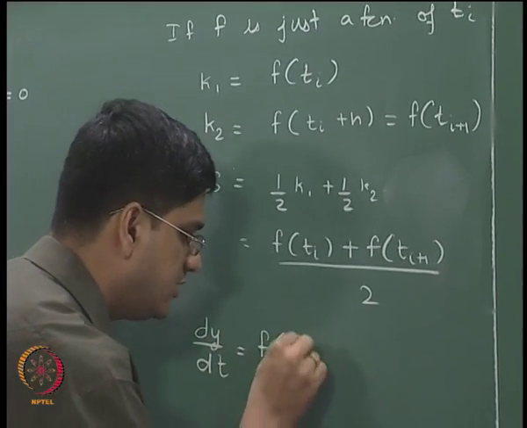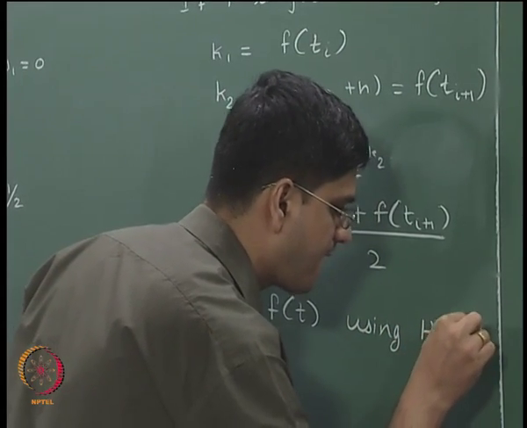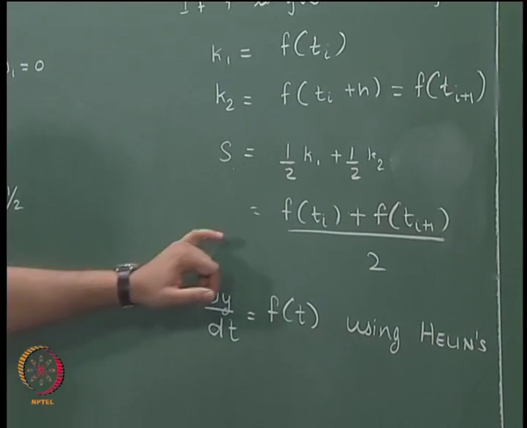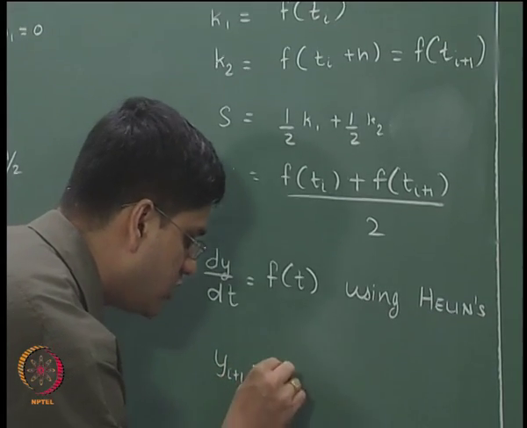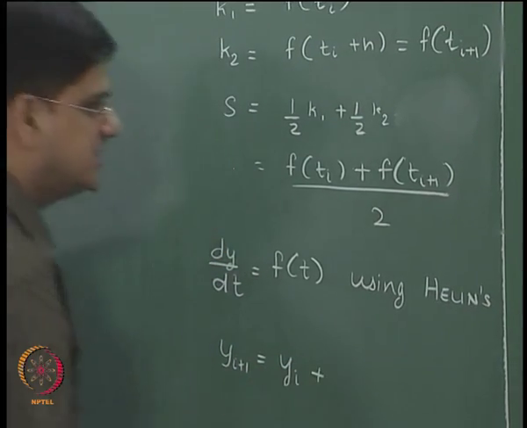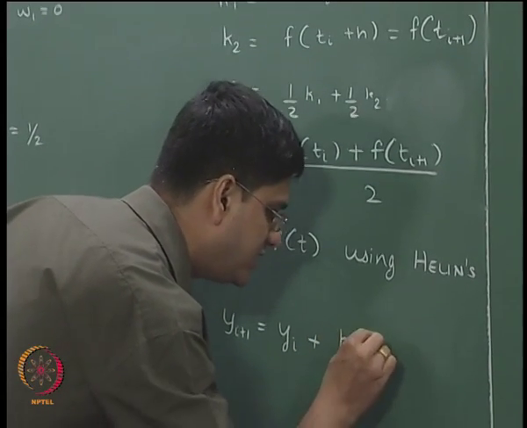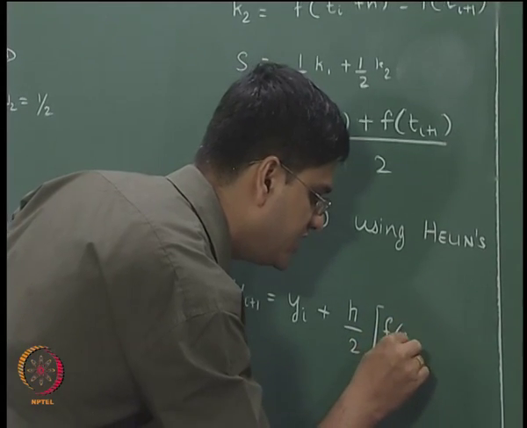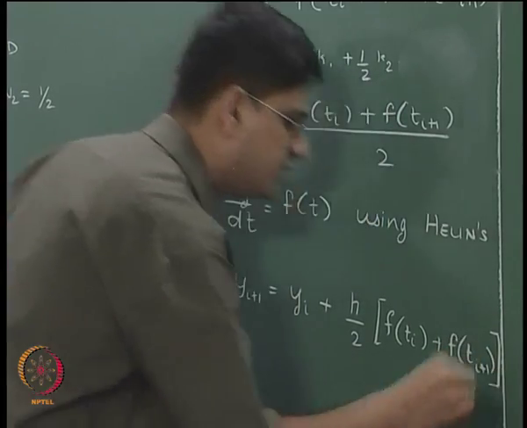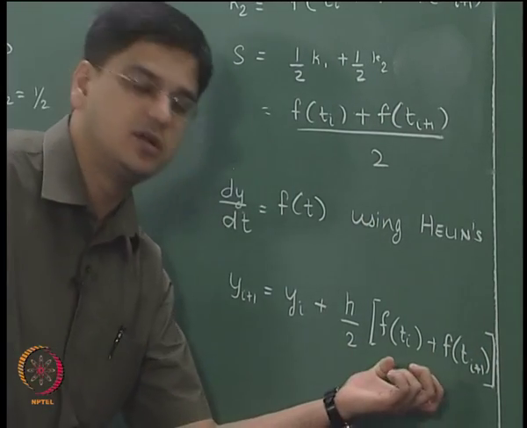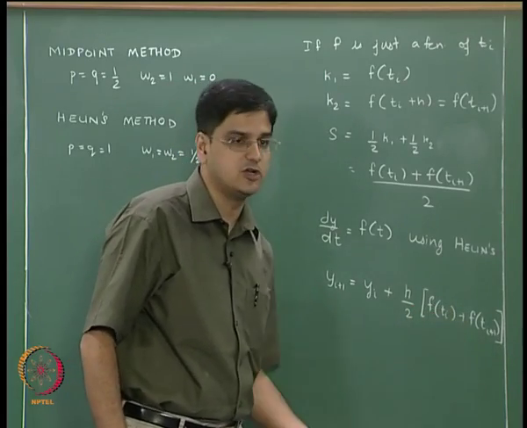So now if we had to solve dy by dt equal to f of t using Heun's method, the expression that we are going to get is yi plus 1 equal to yi plus h multiplied by s, and h multiplied by s is nothing but h by 2 multiplied by f of ti plus f of ti plus 1, and this particular term for us is reminiscent of the trapezoidal rule, right.